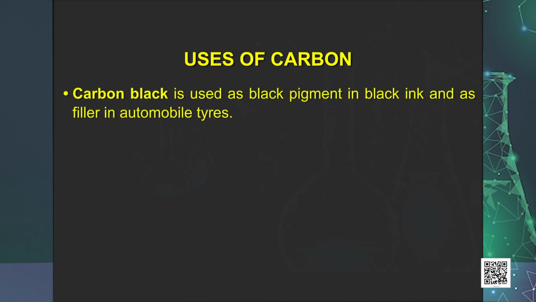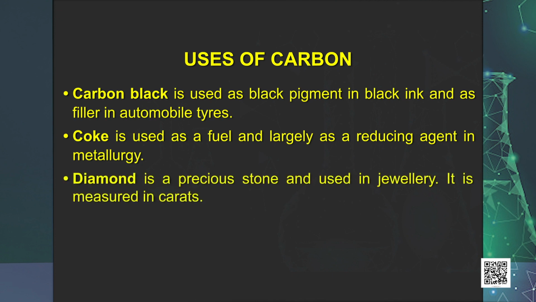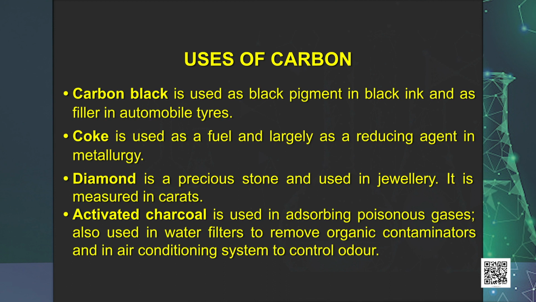Carbon black is used as black pigment in black ink and as filler in automobile tires. Coke is used as a fuel and largely as a reducing agent in metallurgy. Diamond is a precious stone and used in jewelry. It is measured in carats. Being highly porous, activated charcoal is used in absorbing poisonous gases. Also used in water filters to remove organic contaminants and in air conditioning systems to control odor.